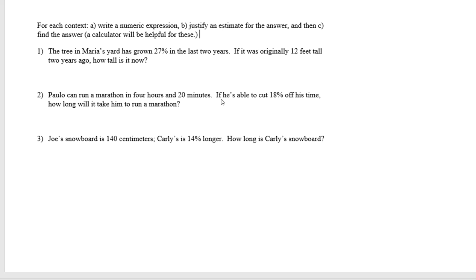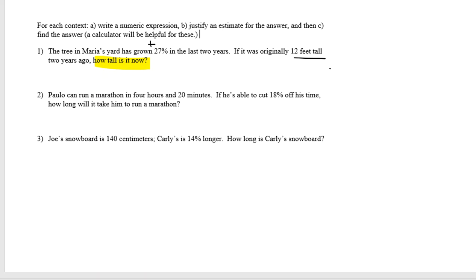So number 1, the tree in Maria's yard has grown 27% in the last 2 years. If it was originally 12 feet tall 2 years ago, how tall is the tree now? So we're writing an expression for how tall the tree is now. If the tree in Maria's yard has grown 27%, that means that there is going to be an increase. Okay, so we're going to be adding 27%. It was originally 12 feet tall. Okay, so here we go. There's 2 different ways to write the math for this.